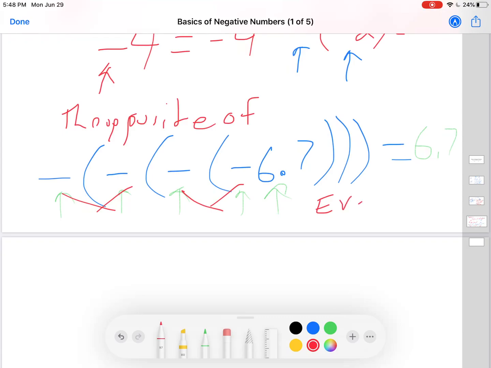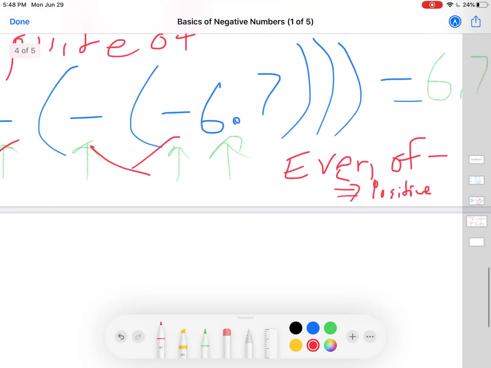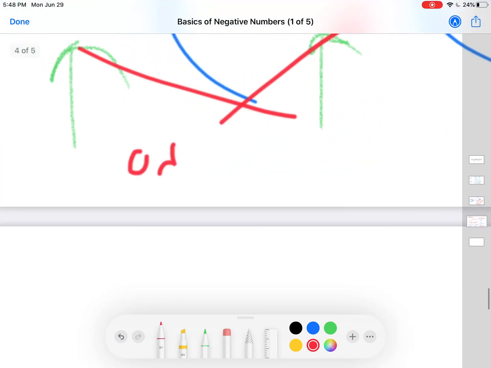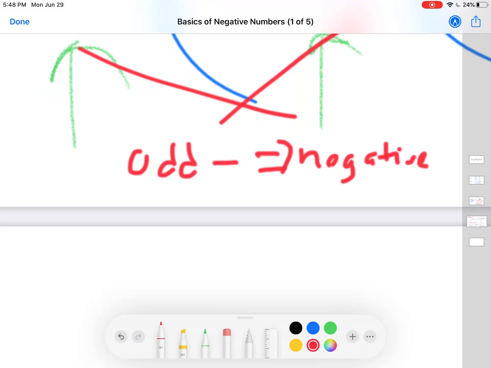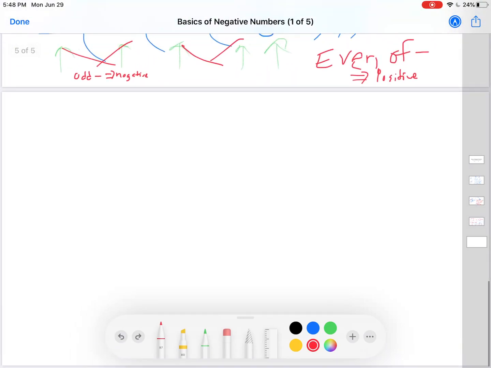When you have an even number of those opposite signs, it ends up being positive. If you have an odd number of those opposite signs, it ends up being negative. Because the even ones cancel each other out, and then you have one left over, and that makes it negative. Okay, let's try a few examples.